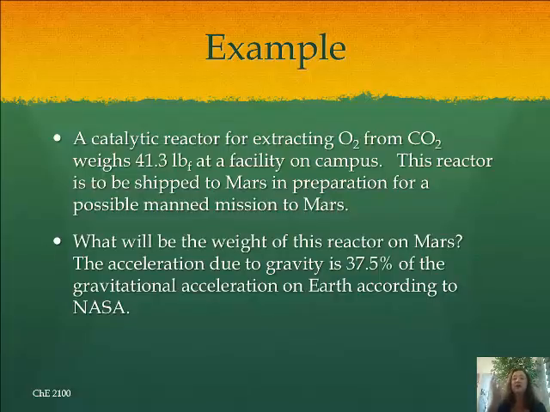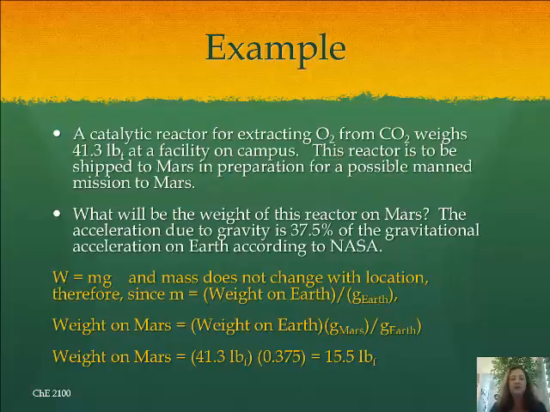Now, let's just take this the next step. We're going to send it to Mars. When it gets there, we want to know what the weight of it will be on Mars, because we need to know what anchoring force we'll need to use to make sure it doesn't move. Okay? Acceleration due to gravity on Mars is 37.5% of what it is on Earth, according to NASA. So, how are we going to deal with this?